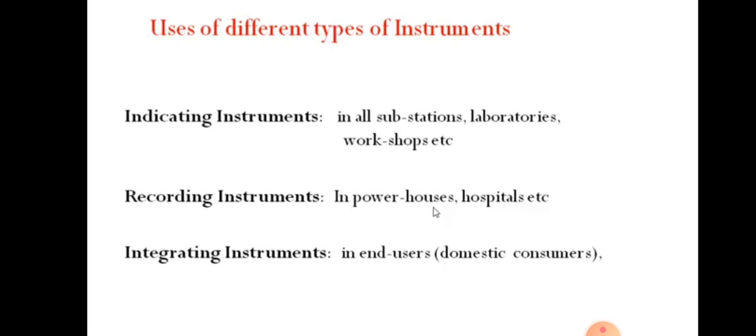Then secondary instruments are further classified as analog and digital instruments, and then they are further classified as null and deflection instruments. After that, the further classification is indicating instrument, recording instrument, and integrating instrument. Here we have seen every instrument in detail with an example.